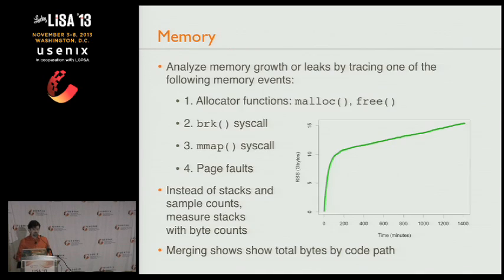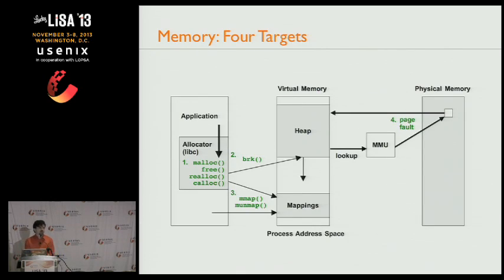So as an example, memory. With memory flame graphs, we can analyze them to understand growth or memory leaks. And there's 4 approaches for doing this. Allocator functions, the break syscall, mmap, and page faults. This diagram explains them, and so this may be a recap of how this stuff works.